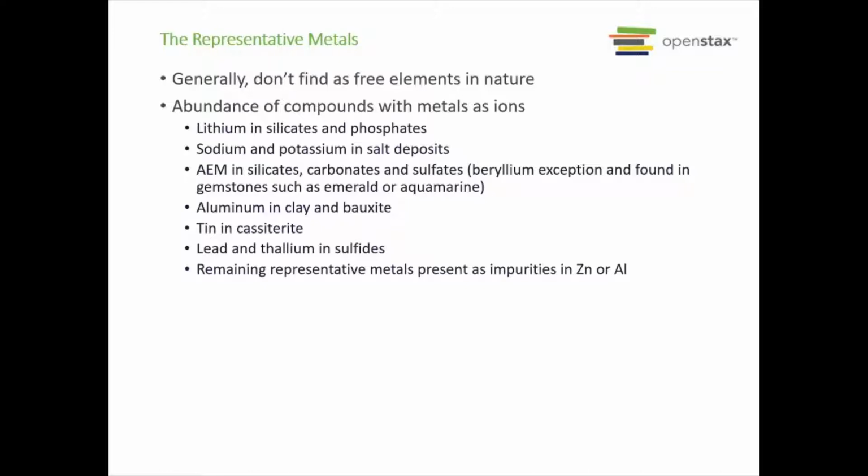Alkaline earth metals, that's what I mean by AEM, are found in silicates, carbonates, and sulfates, with beryllium being an exception. But we can find beryllium in gemstones such as emerald and aquamarine. Aluminum you can find in clay and a compound called bauxite. Tin you can find in cassiterite. And lead and thallium you can find in sulfides. And a lot of the other metals you can find as impurities in zinc or aluminum.